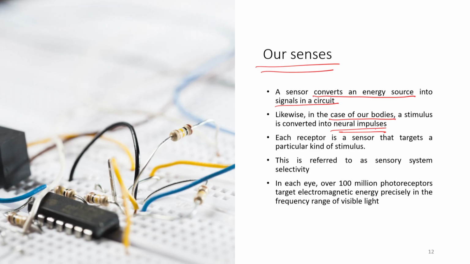Each receptor in our body is a sensor which targets a particular kind of stimulus. This is referred to as sensory system selectivity, where there is a specific receptor for a particular kind of stimulus. In each of our eyes, there are over 100 million photoreceptors that target electromagnetic energy precisely in the frequency range of visible light.